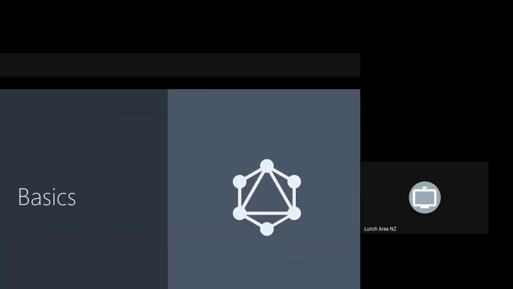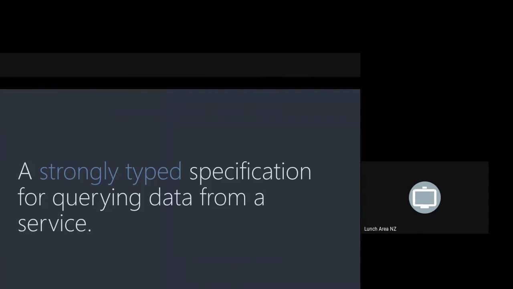So let's jump into the basics. So what is GraphQL? The general gist is that it's, as it says here, a strongly typed specification for querying data from a service. One of the things that's really interesting here is it's strongly typed. It's not loosey-goosey. Integers are always integers, strings are always strings, and it's about getting data from a service.